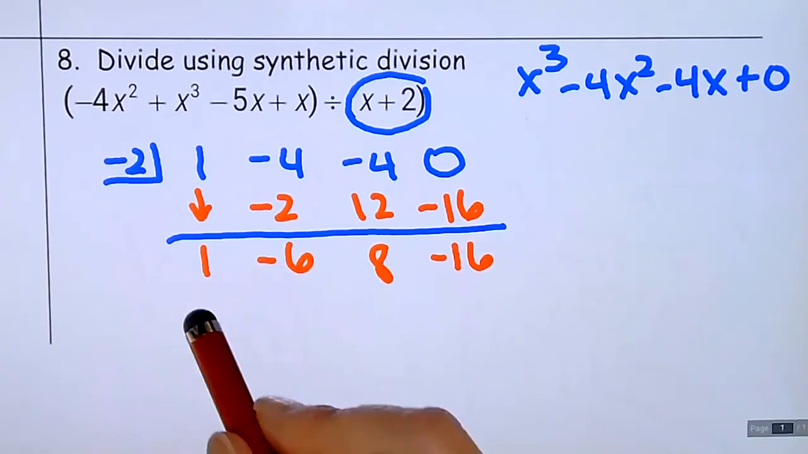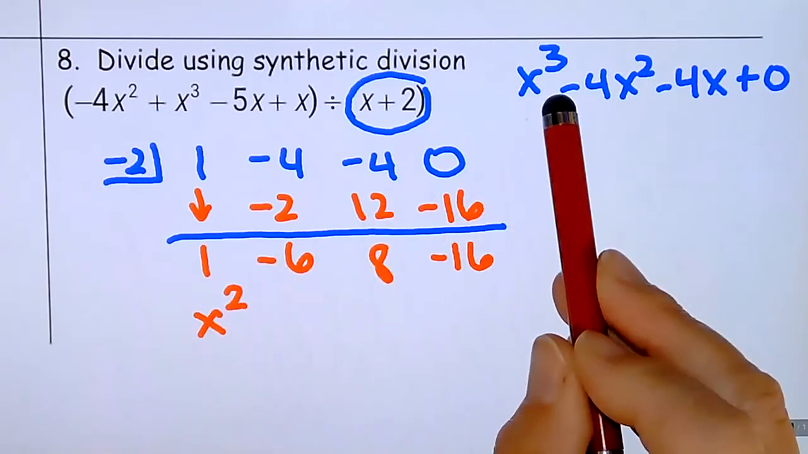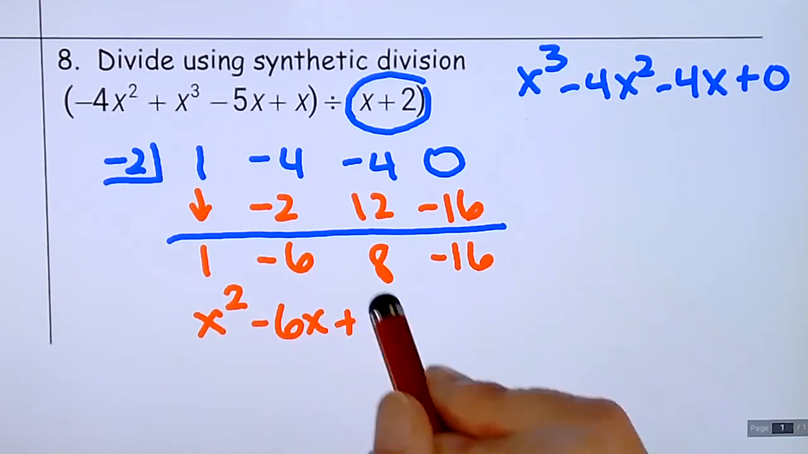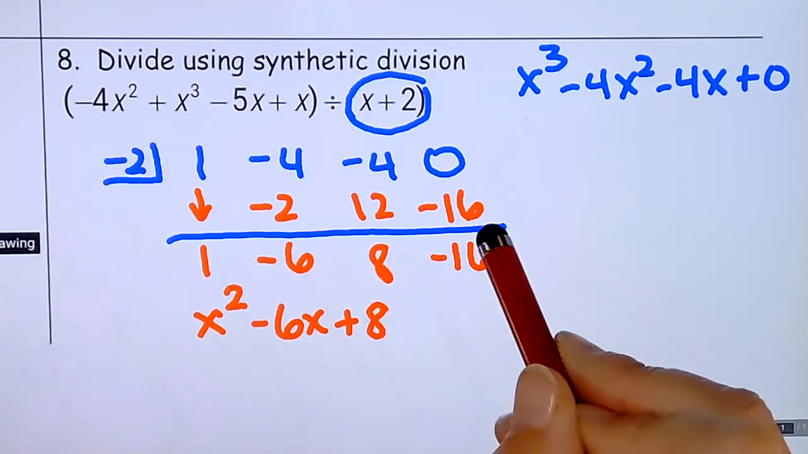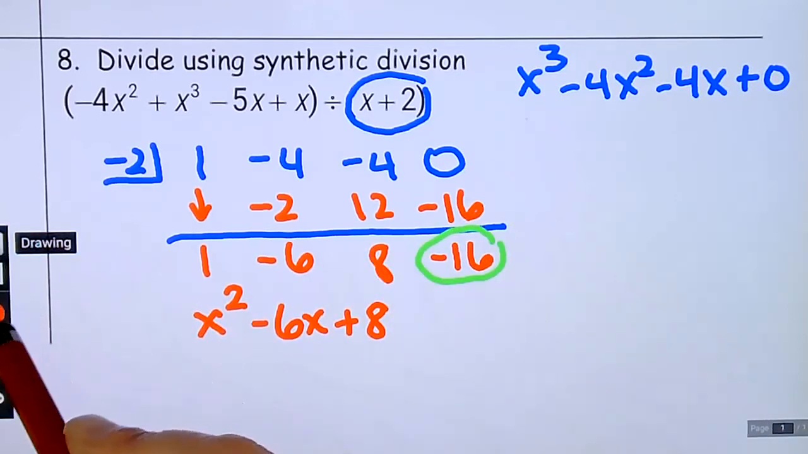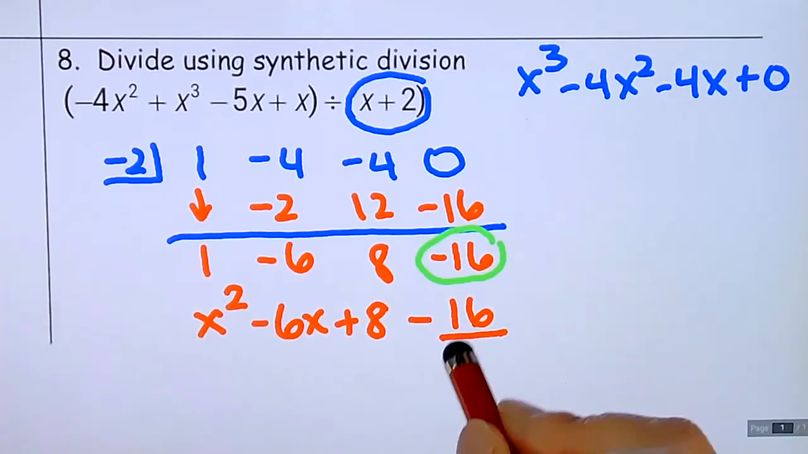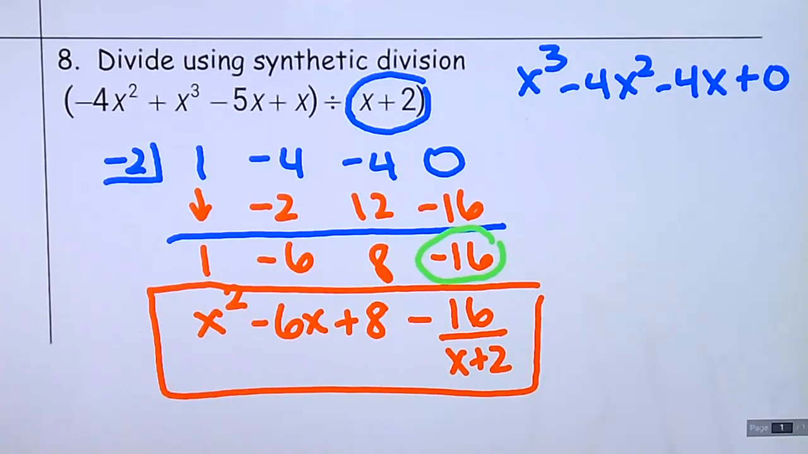So this is going to be x squared because it was a degree 3. Now it's 1 degree less. Minus 6x plus 8. And again, this remainder here, that is going to be minus 16 over what I divided by, and that's my answer. Okay, we are dividing, but we're using synthetic division.